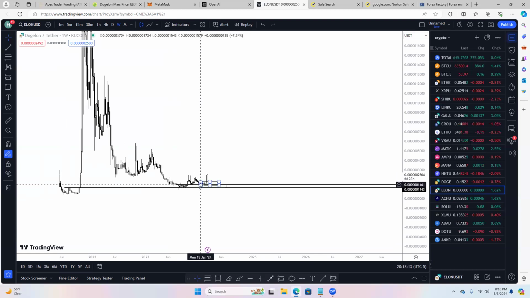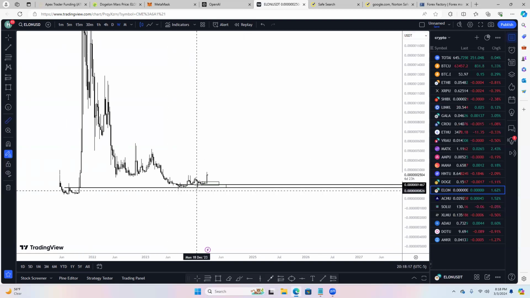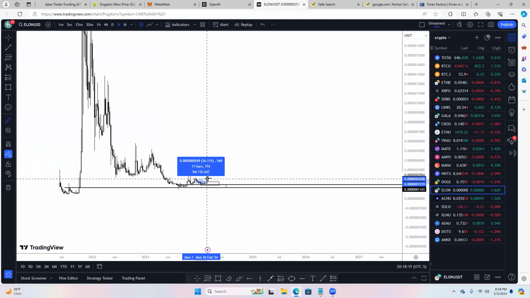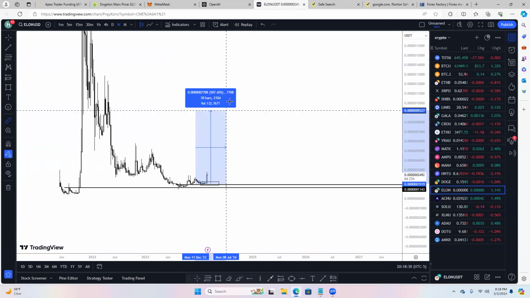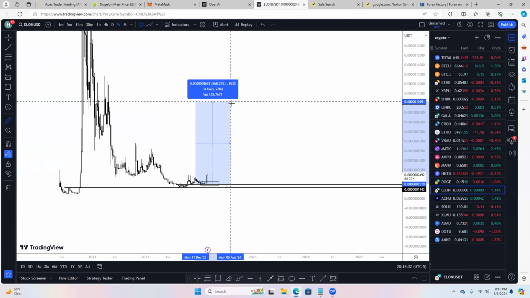Break on the weekly, came back into the zone. I made a lot of money with this back in 2022. I literally turned $300 into like $4,000 with just this coin, bro. This little move was 66%. Imagine holding this up to here, 568%, bro.